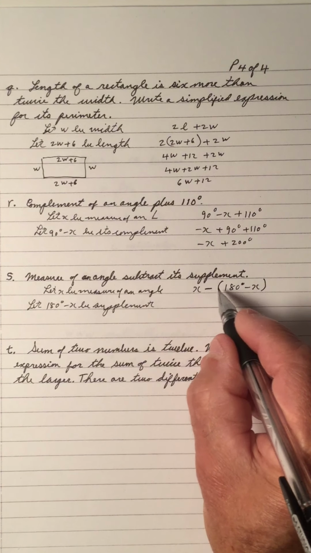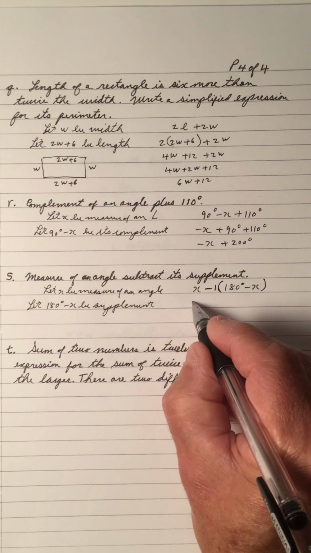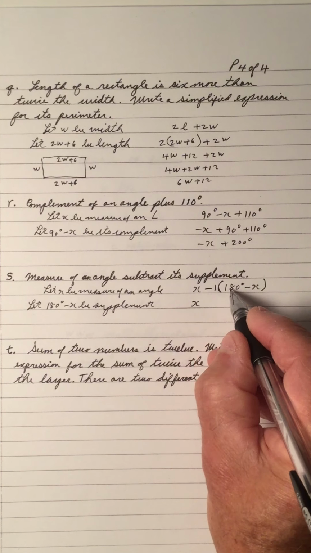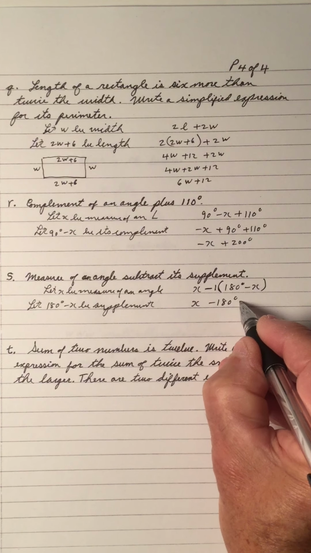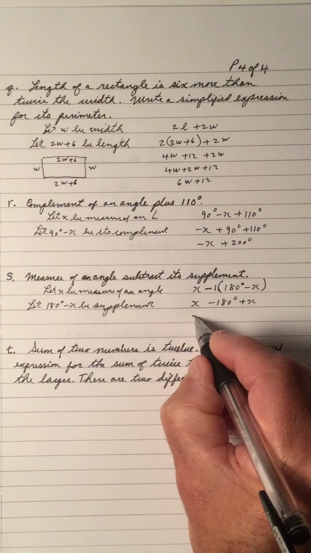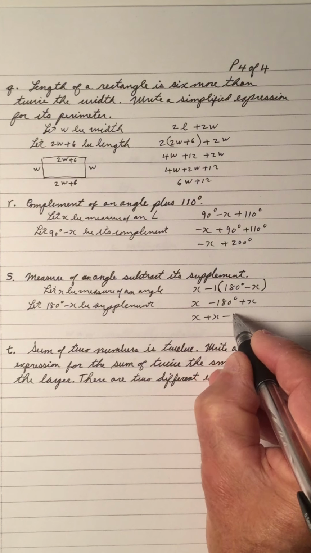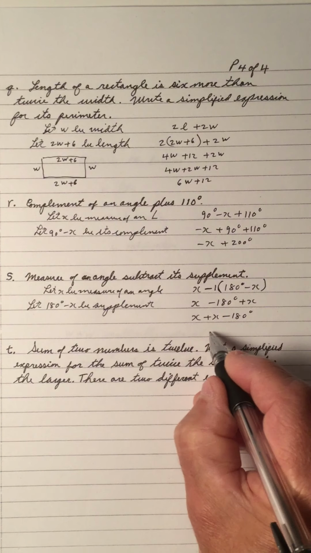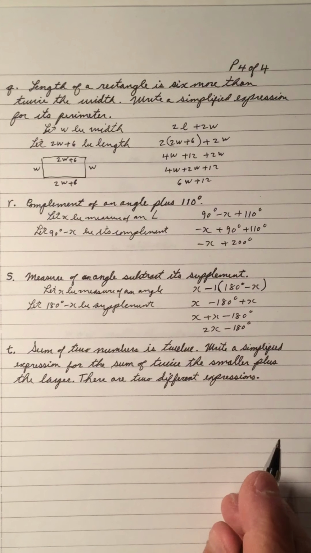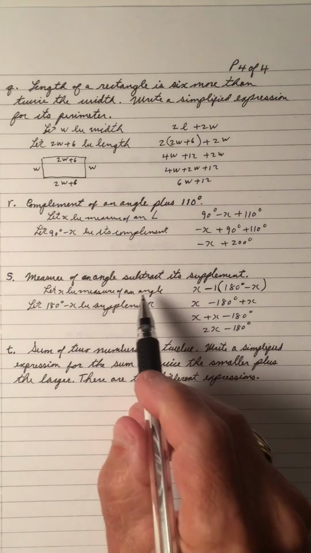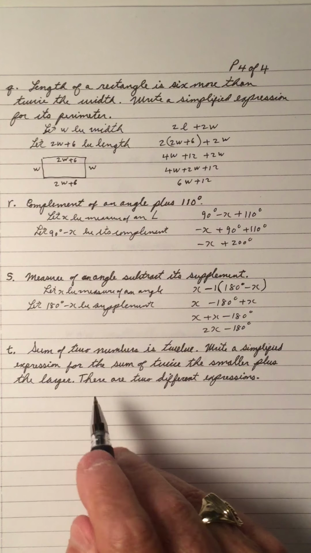So because I'm subtracting, I can put a 1 there, so that's an x. Negative 1 times 180, negative 180, negative 1 times negative x is positive x. And the x's are like terms, so we group them together. So that's 2x minus 180 degrees. The measure of an angle, subtract its supplement. There it is, simplified.